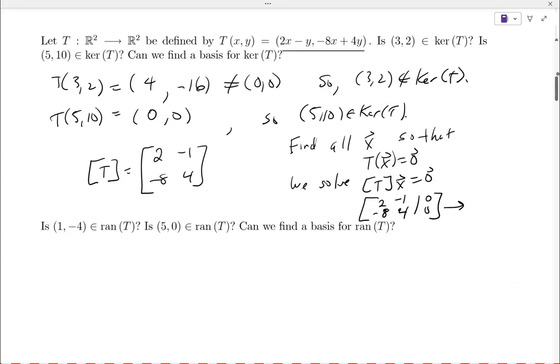Notice that the second row is -4 times the first row. So the reduced row echelon form of this is going to look like this. How many free variables do you see? 1. So what dimension will the kernel have here? 1, right? The kernel is just the solution set to the homogeneous system, or the null space of this matrix. It's another connection that we're making, right?